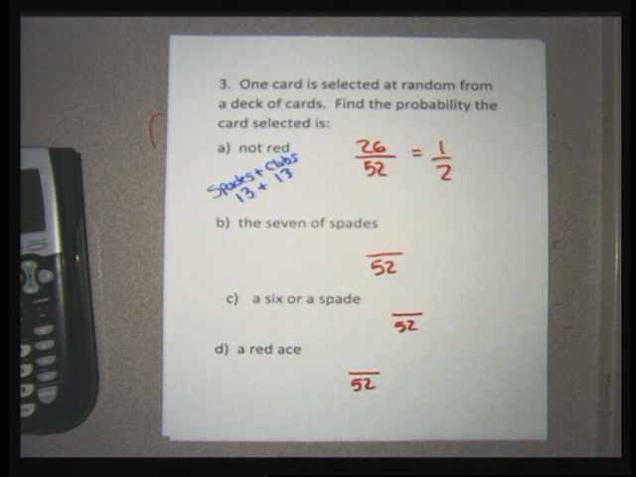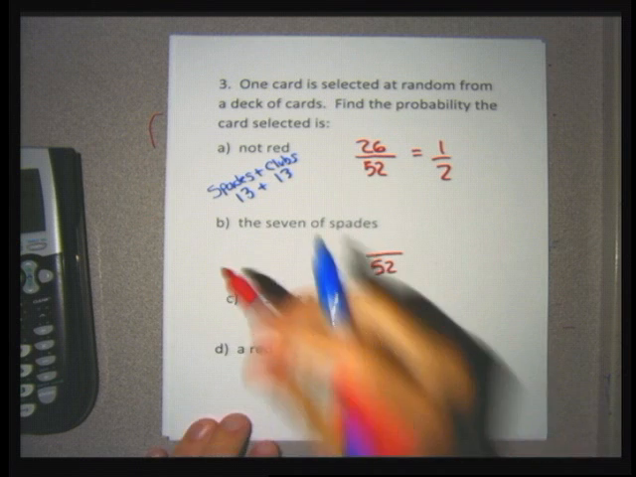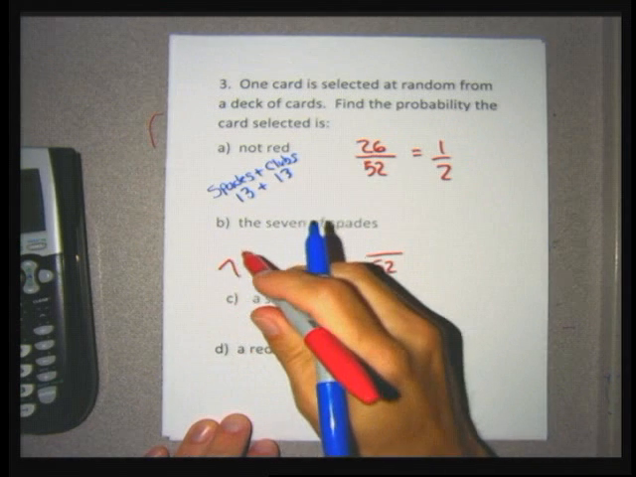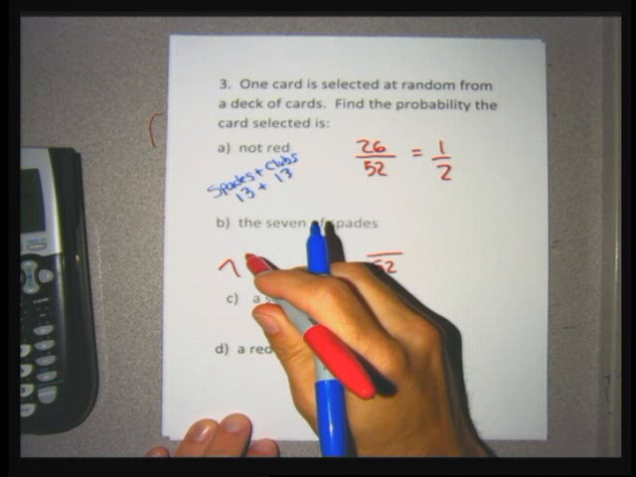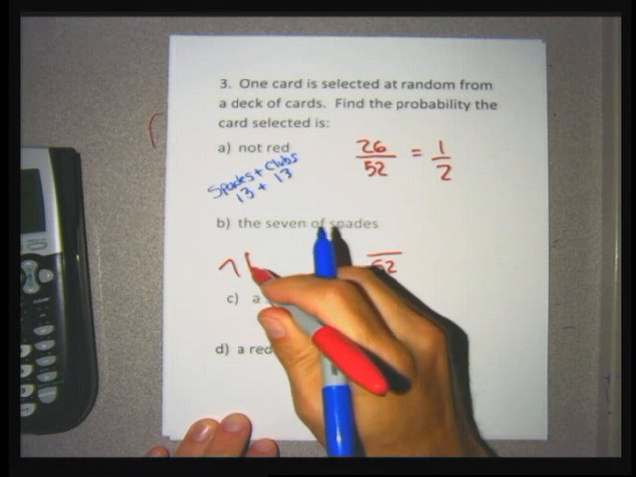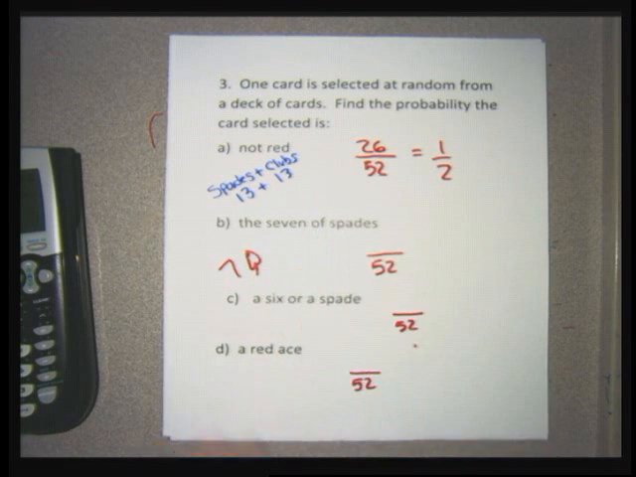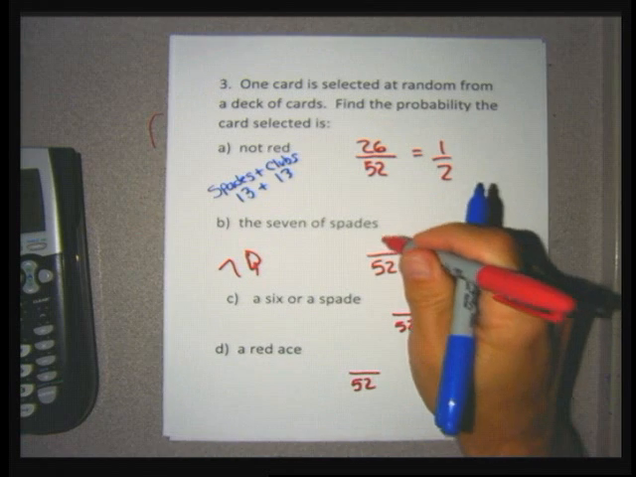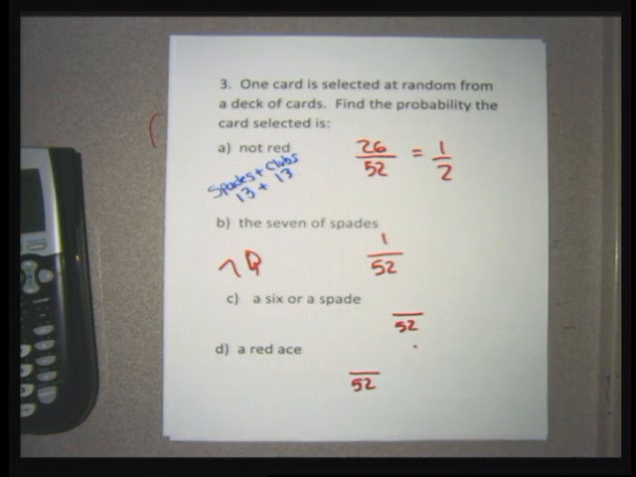classified. Part B, there's only one card in the deck that's the 7 of spades. That is specifically the 7 of spades. And so the numerator for part B is just going to be 1 because there's only one card in the deck, and it is the 7 of spades. C is the tricky part.